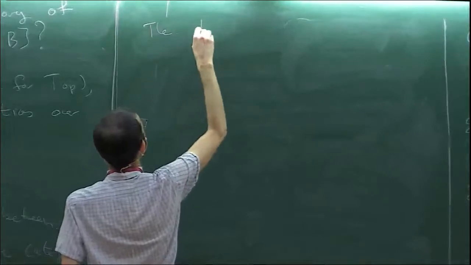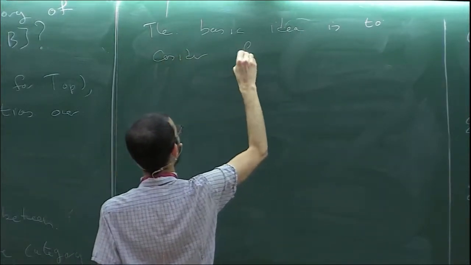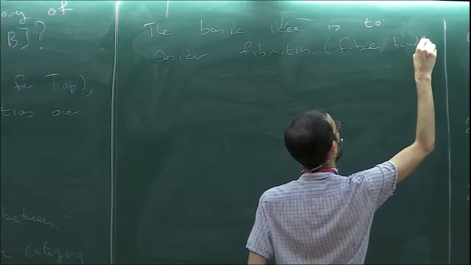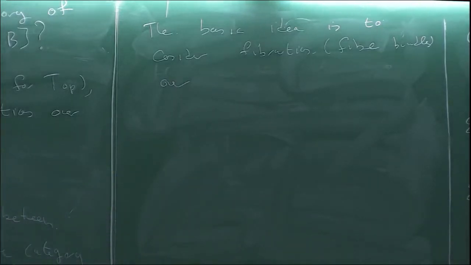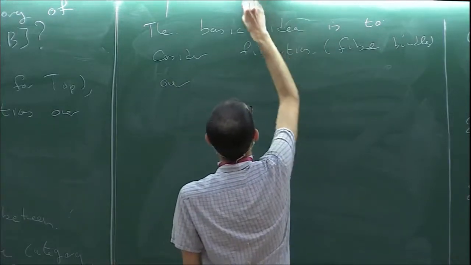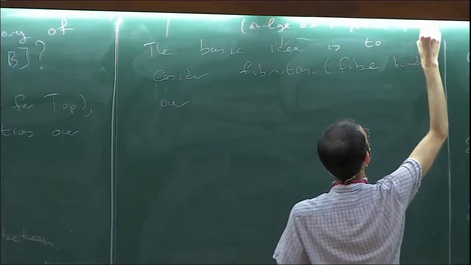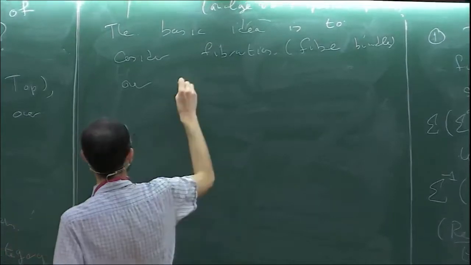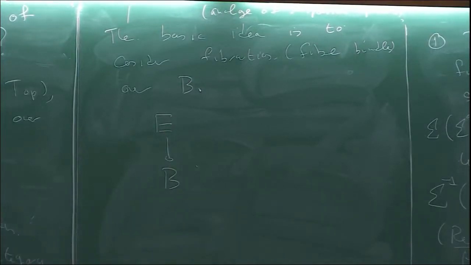So the basic idea is to consider fibrations, or maybe if you really want to be extremely careful, just fiber bundles over, sorry. Again, this is not the basic idea for all parametrized spectra, but for the ones that are easiest to access, the analog of suspension spectra. The basic idea for them is to consider fiber bundles over B, or fibrations over B. And if I take this fibration, I want a notion of suspending this fibration so that I get another fibration over B.